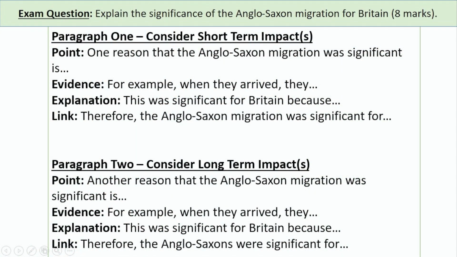Now that we've reminded ourselves of some of the impacts that the Anglo-Saxons had on England, let's have a go at the significance question. So the question is, explain the significance of the Anglo-Saxon migration for Britain, and it's worth 8 marks. That means 2 paragraphs or 2 big points. Now I would tackle this question by, in your first paragraph, considering the short-term impacts. In your second paragraph, consider the long-term impacts. Feel free to pause the video and have a go at answering the question yourself. You may or may not choose to use the sentence starters.